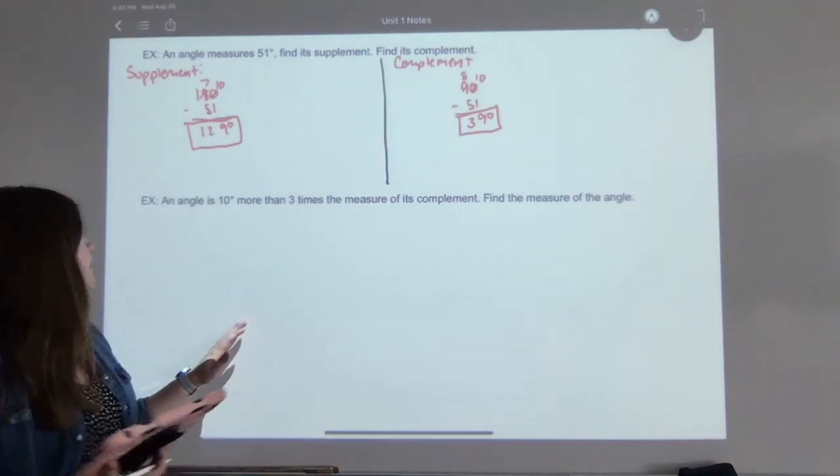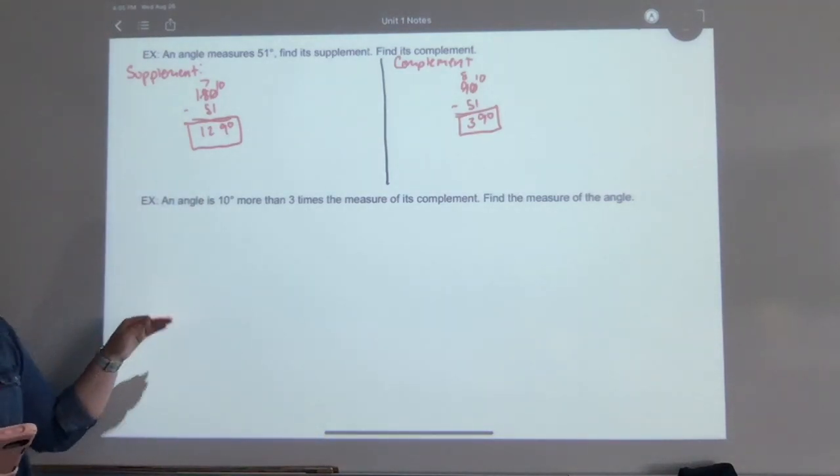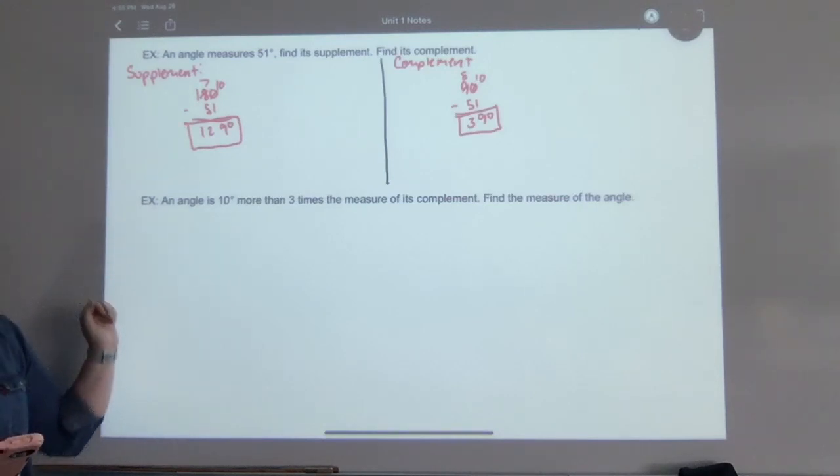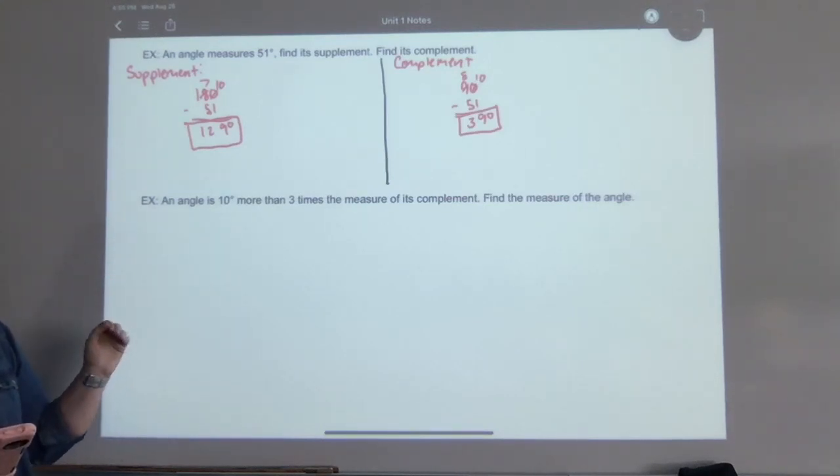All right, our second example. An angle is 10 degrees more than 3 times the measure of its complement. Find the measure of the angle.